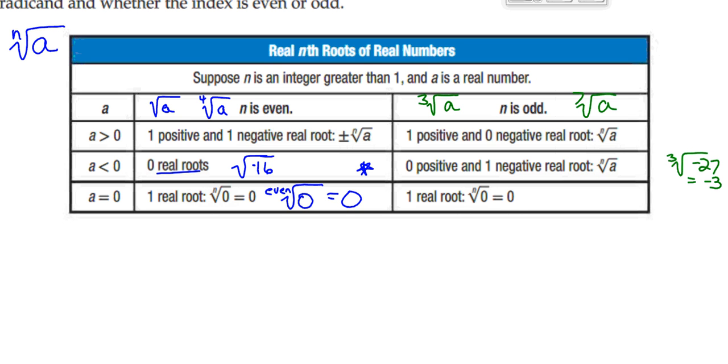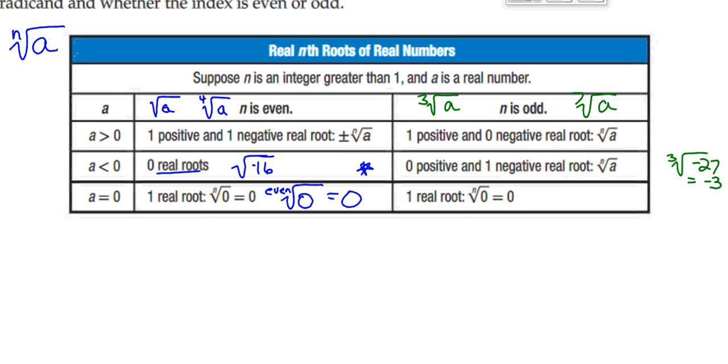Now, one of the reasons it's critical to remember this is not only so that you know if there's not a real answer or if there's exactly one, but we deal with variables a lot, correct? So when we have a variable under the radical instead of -16 or -27 or +36, we have to think about whether these things are going to work or not. And especially when it's an even index, there's something in particular that we have to be aware of.